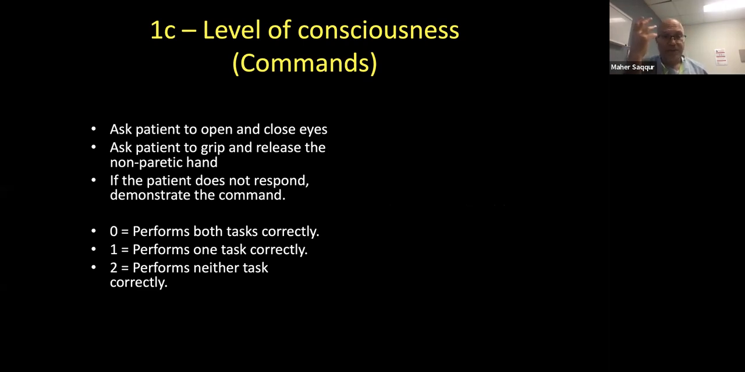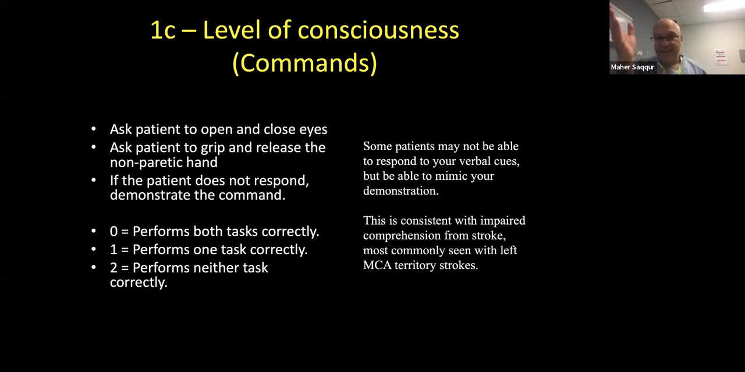So if the patient can perform both tasks normally, then you give them 0. If he can open his eyes and close them, but he cannot make a fist and let his hands go, then you give them 1. If he cannot perform the 2 tasks, then you give them 2. Again, if you have a patient who is aphasic, then you very much give them 2. So 0, 1, or 2.